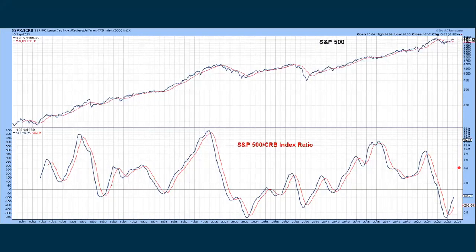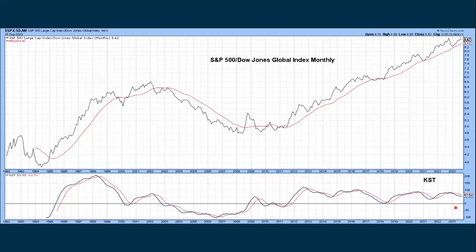We compare the S&P with the CRB index, showing how stocks are still outperforming the CRB. Even though the CRB's been doing well as the S&P's been under pressure, it hasn't updated on this longer-term chart yet. We look at the S&P and then look at a global index where we're above the moving average, but the KST is still suggesting that we're negative. Again, I would focus more on the price of what we're seeing, and this is looking more healthy.